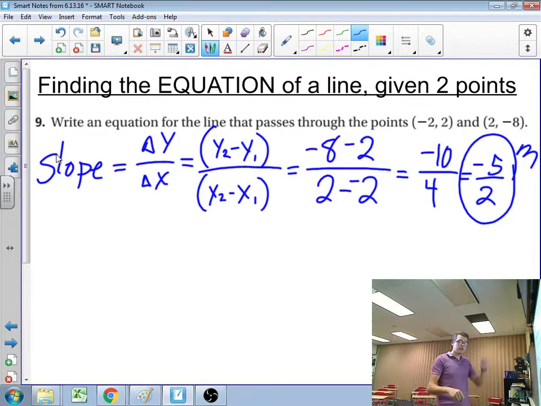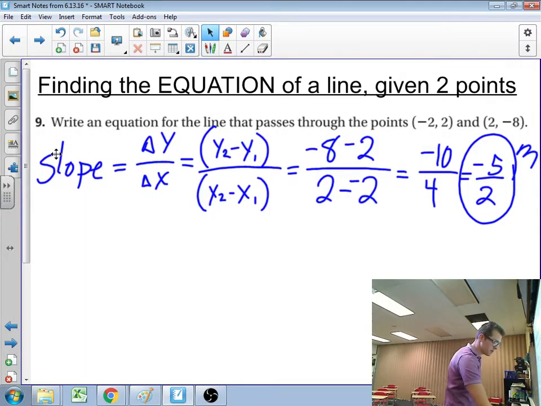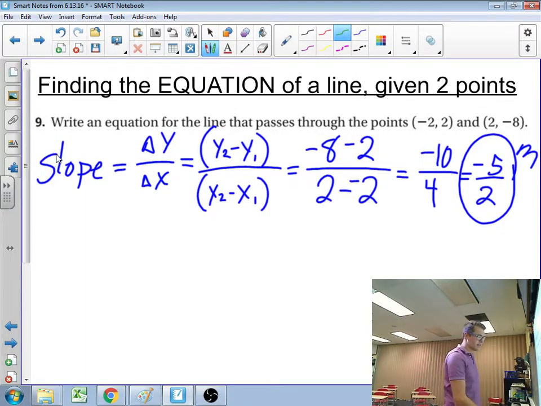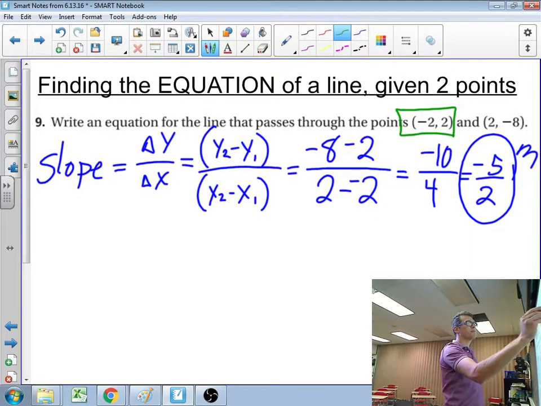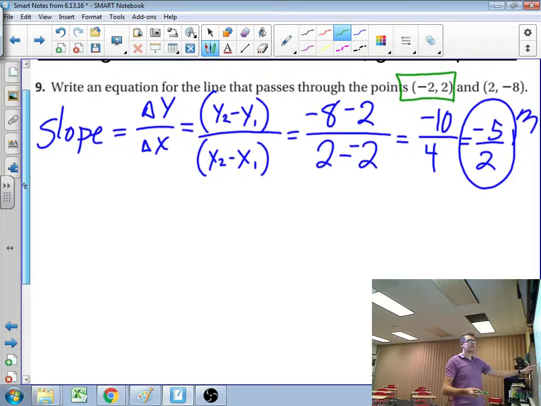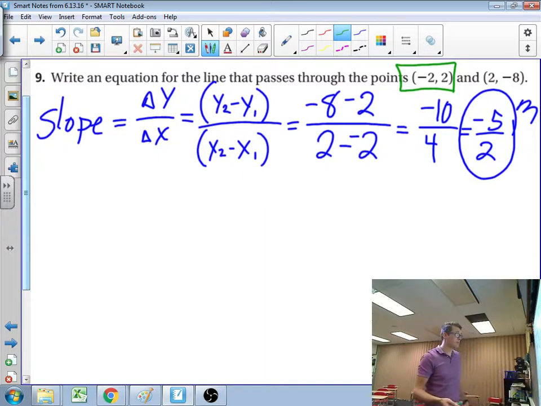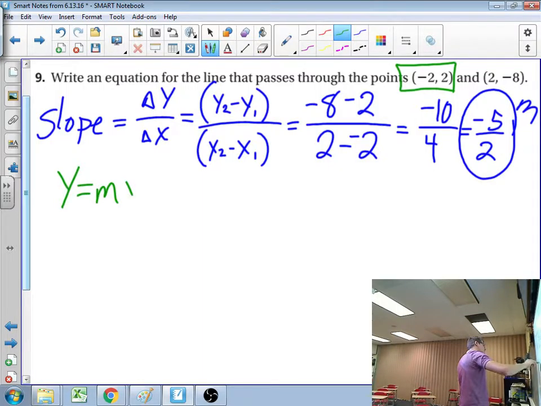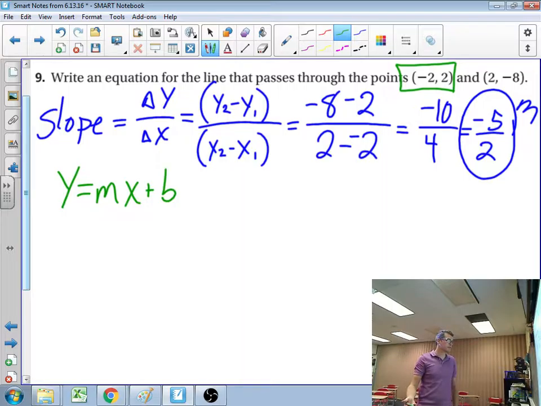So now I'm going to utilize the skill. Hopefully you watched my previous video about finding the equation when you know the slope and a point. So I'm going to take this point just because it's easier. The numbers are smaller. If I had a point where they were both positive, I would probably choose the point where they were both positive. But I know that my equation is going to be in the form of y equals mx plus b. I know that this is a linear function.